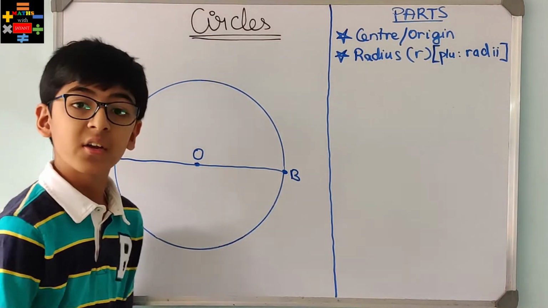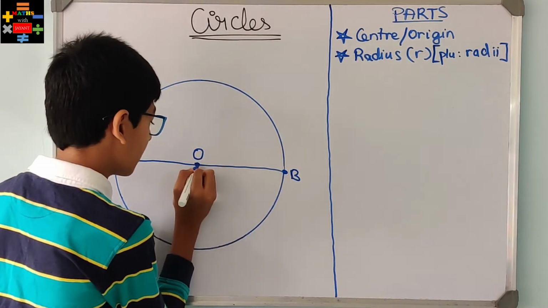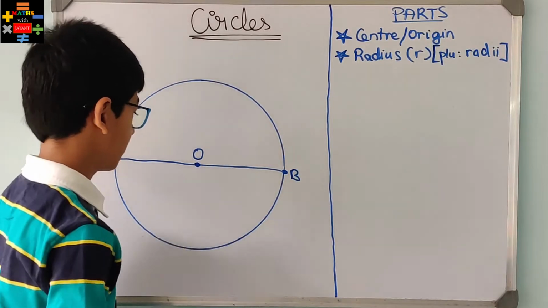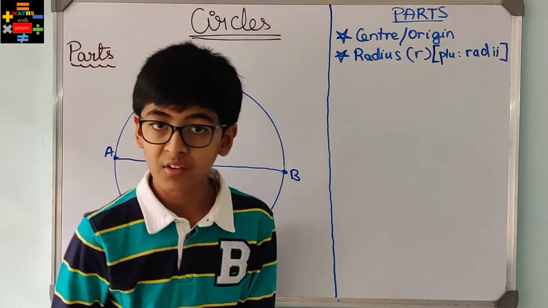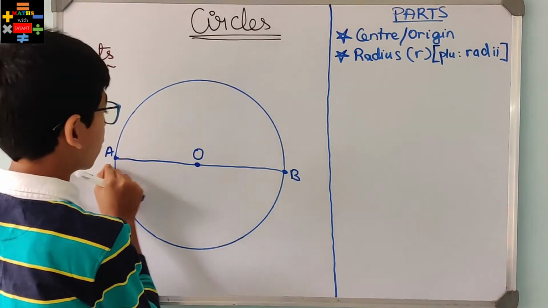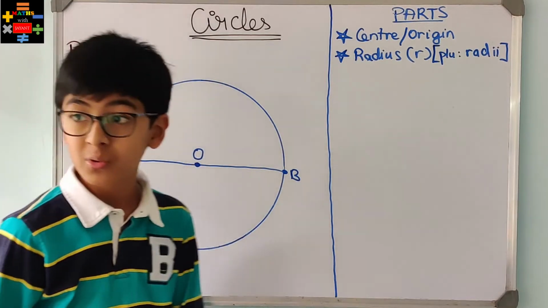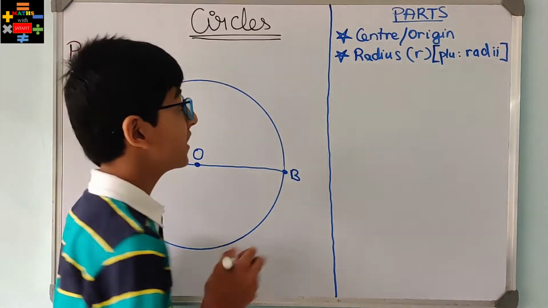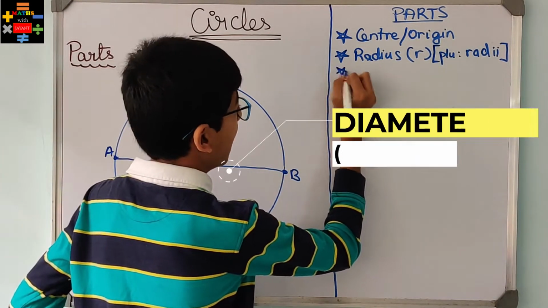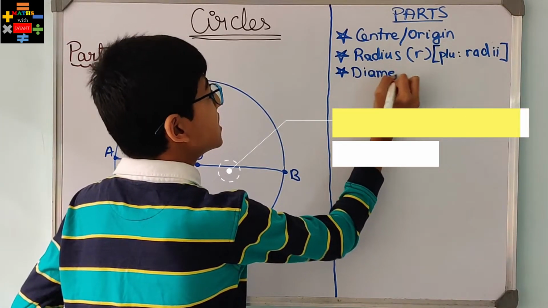Okay. Did you notice another thing? This line passed through the center of the circle. Right? We saw that as well. So, if there is a line that connects 2 points on the circumference of the circle as well as passes through the center, such a line is called the diameter, D-I-A-M-E-T-E-R.